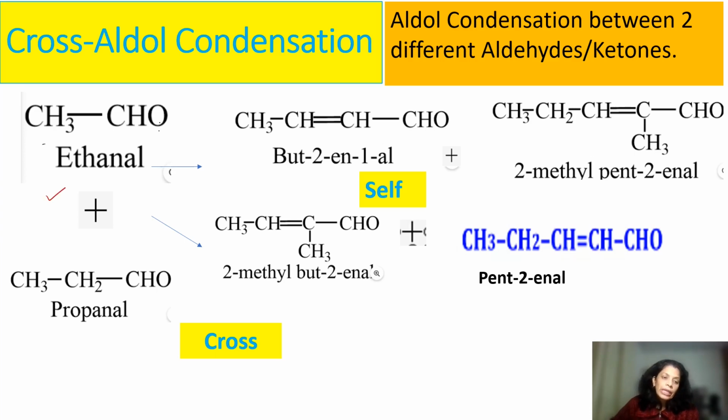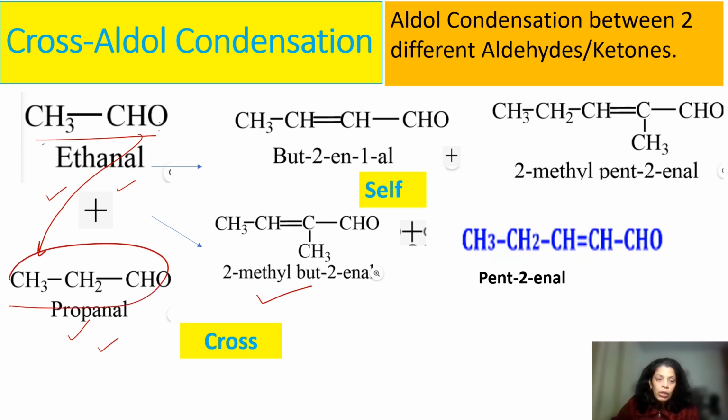For example, when ethanol and propanol combine with each other. First, ethanol will combine with another ethanol molecule and propanol will combine with another propanol molecule. Such condensation is called a self-aldol condensation reaction. Next, ethanol molecules will combine with propanol molecules to form 2-methyl-but-2-enol. Next, propanol will combine with ethanol molecules and form pent-2-enol.